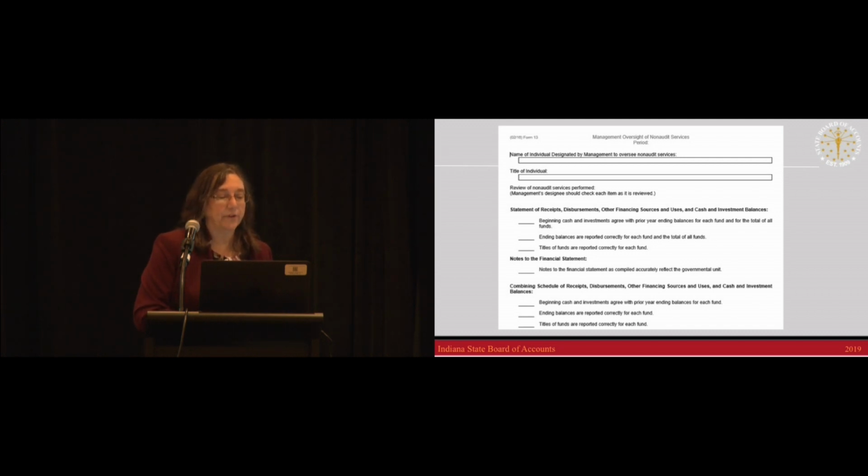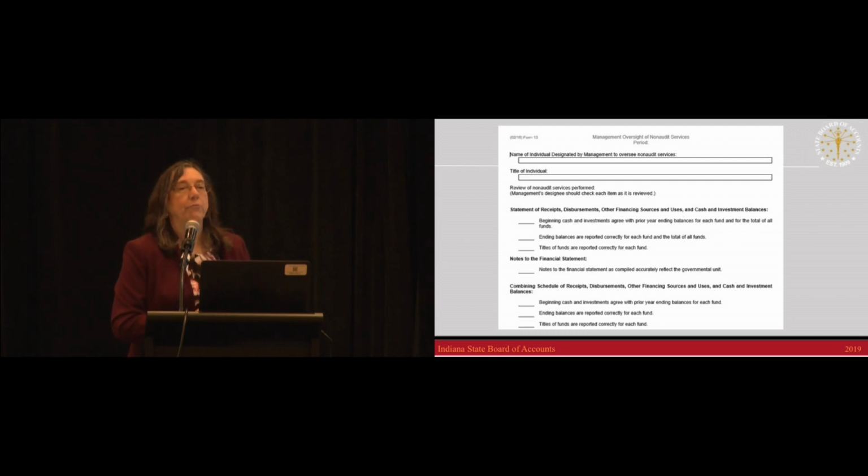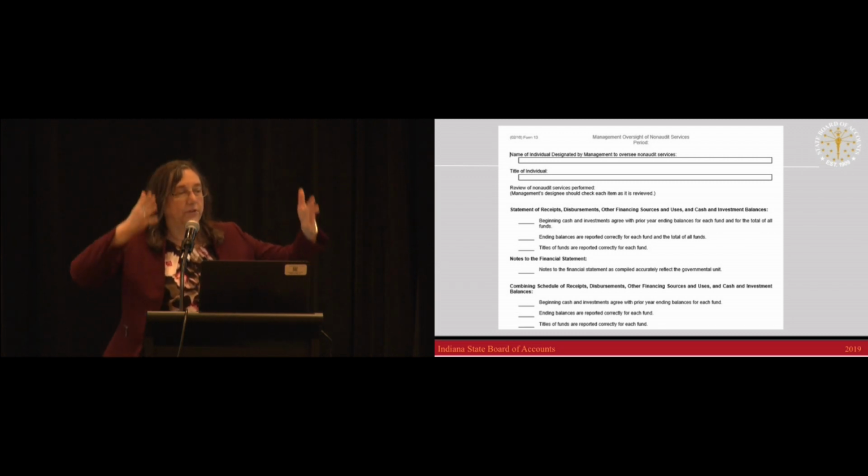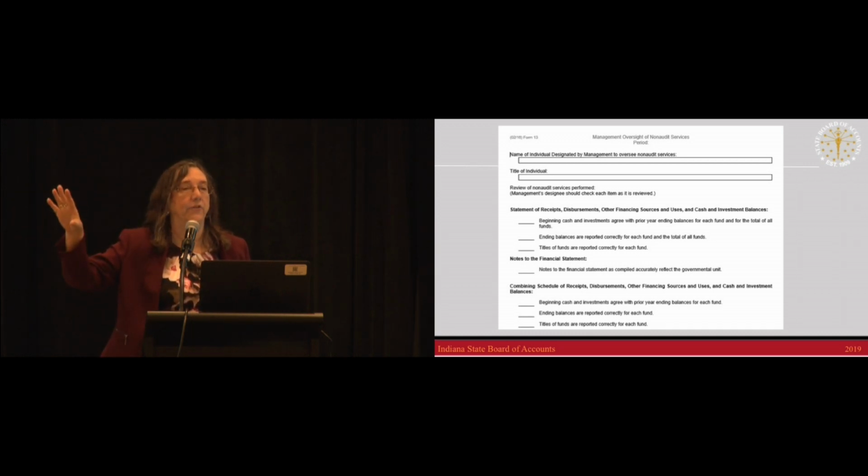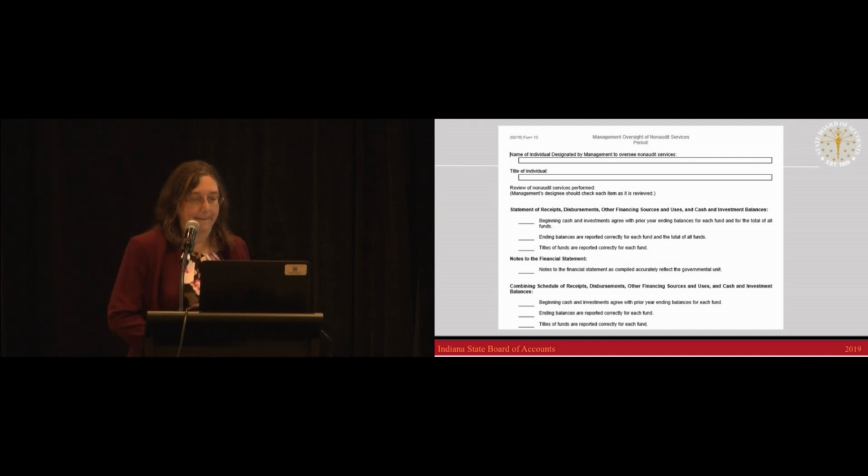The combining schedule of receipts, disbursements, and other financing sources and uses is where the summary, which is the first page, is broken down by fund. So when you go through that, it should tie. If your numbers on the summary statement are correct, they should all be, it's just more detail. And all of it comes from your AFR. But again, you need to go through and look at it, make sure there weren't any errors in that.